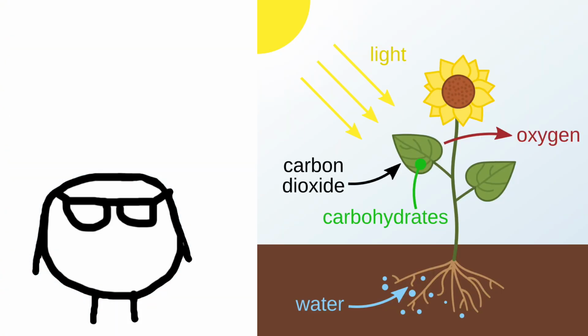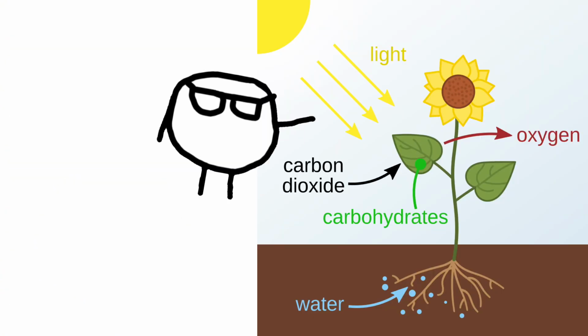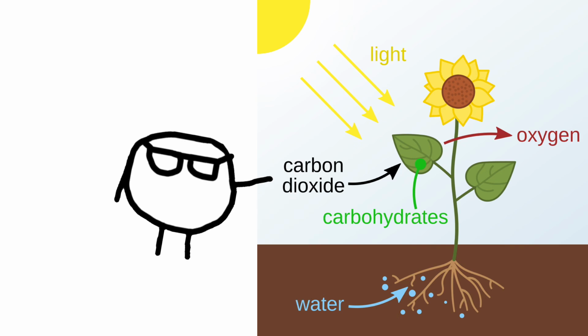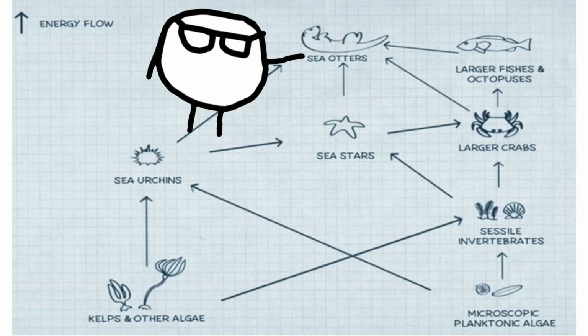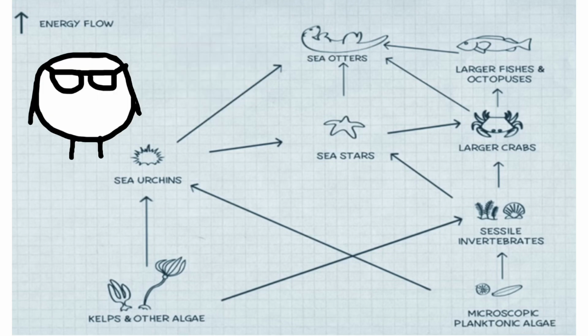Photosynthesis is a process in which a plant takes in sunlight, water, and carbon dioxide to create oxygen and glucose. If the keystone species is the otter, then here's the likely outcome for the other organisms in the habitat.